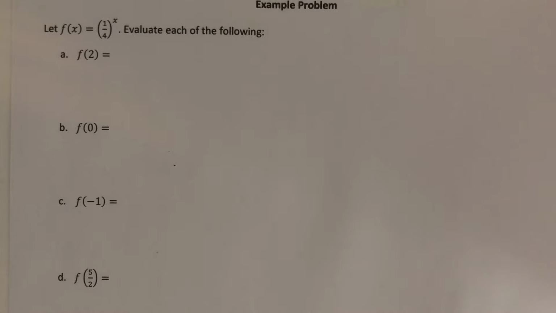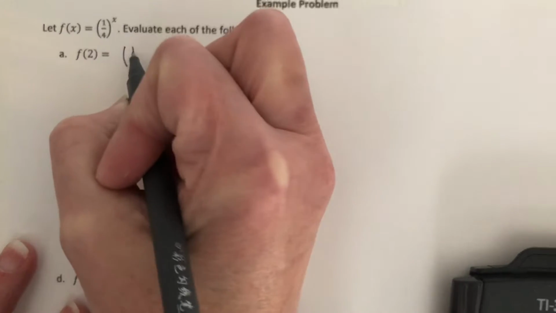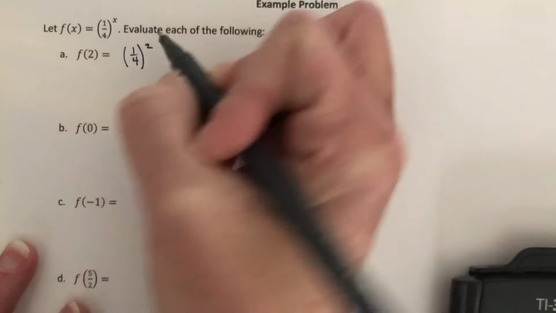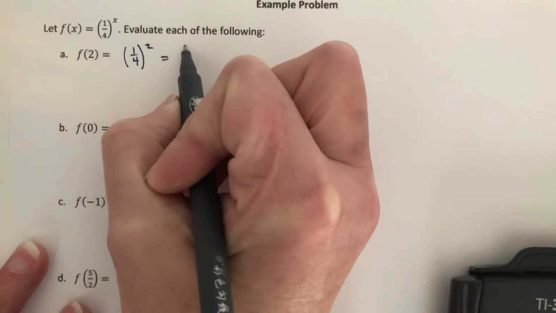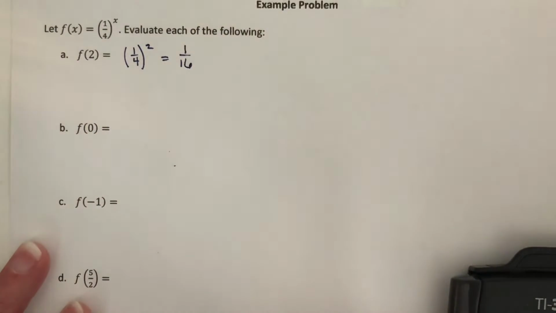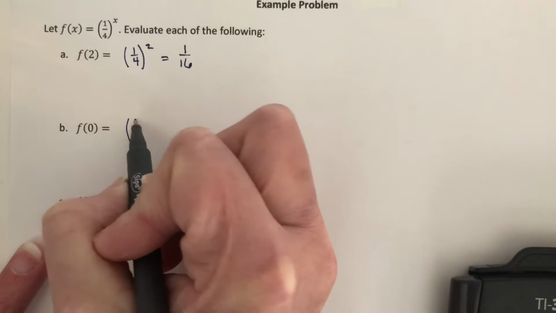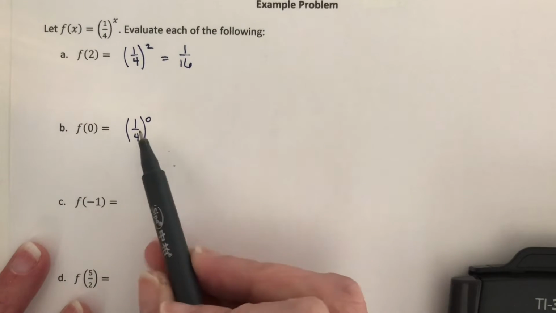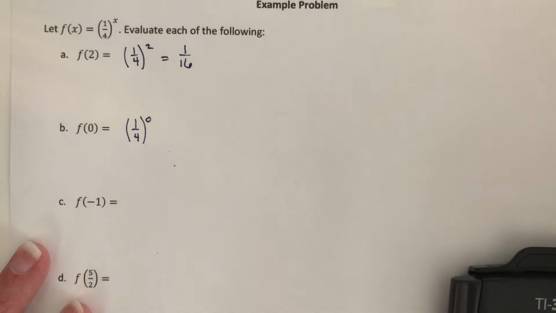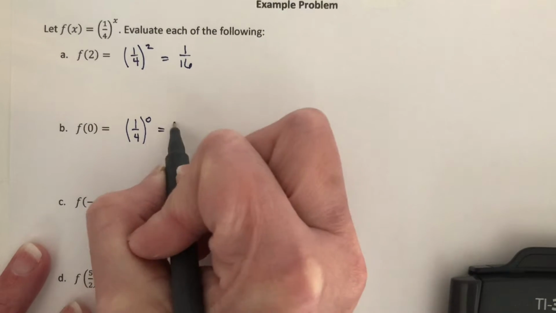Now you can use your calculators as you wish, but just plugging in here, this will be 1/4 squared. And so you square the top and then you square the bottom to get 1/16. F of 0 will be 1/4 to the 0 power. And anything to the 0 power other than 0, since 0 to the 0 power is not defined, but anything else to the 0 power is 1.